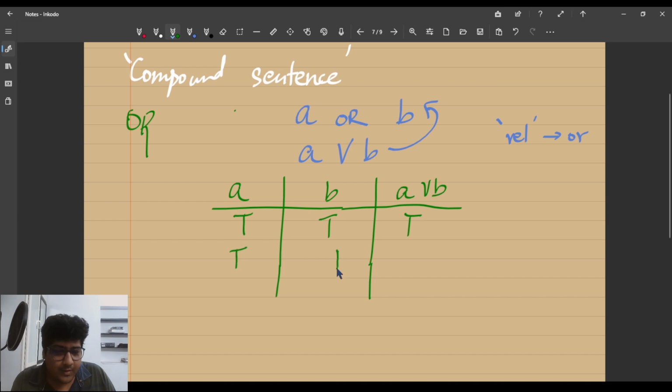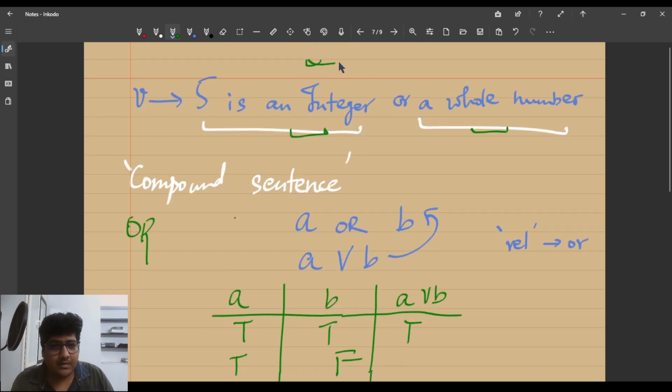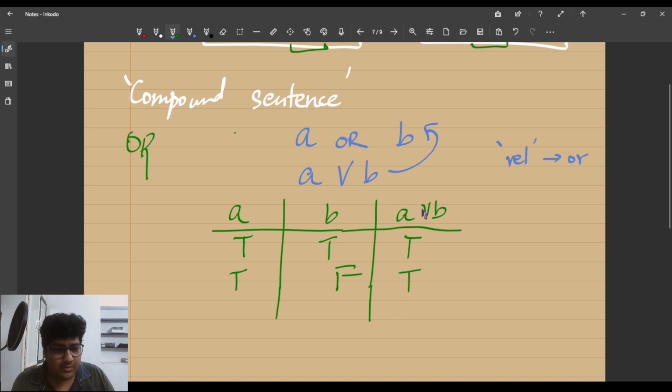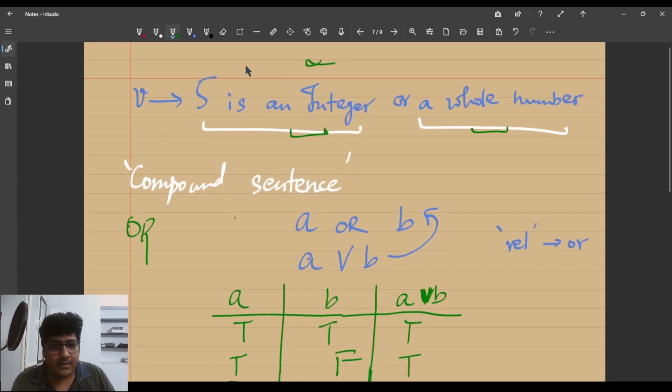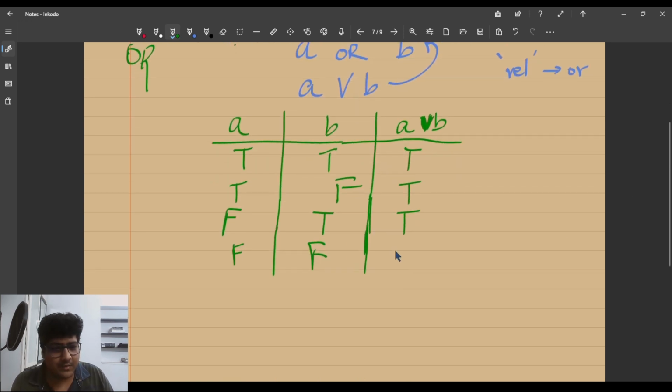If A is true and B is false, which was the case here, then the statement actually holds true. A or B is actually true, because A has happened and B might not have happened. I don't care. If A is false and B is true, even then the statement is true. But if both are false, an example of that would be 5 is a negative number, or is less than 0, then my statement is false because both the sentences are false.